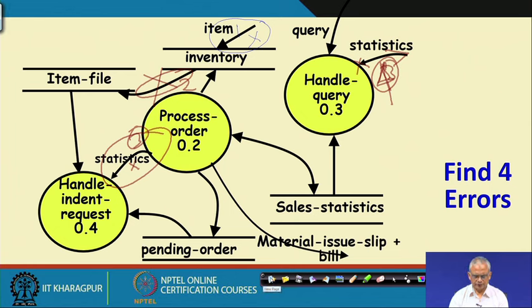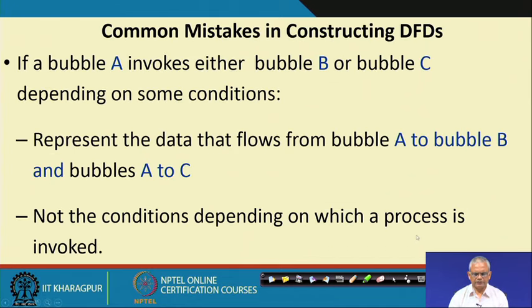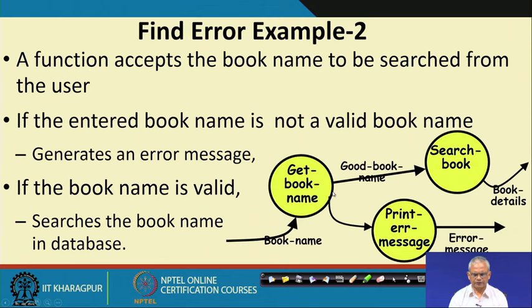Okay. So, let us proceed further. More common mistakes are committed by beginners. For example, if conditionally something is done, then they represent an arrow there, and that's not really required, because we should represent only data flow. Just to give an example, let's say this is the get book name process, reads the book name, and if the name is proper, it passes the book name to the search book, which produces book details. But if the book name is not proper, it should print an error message.